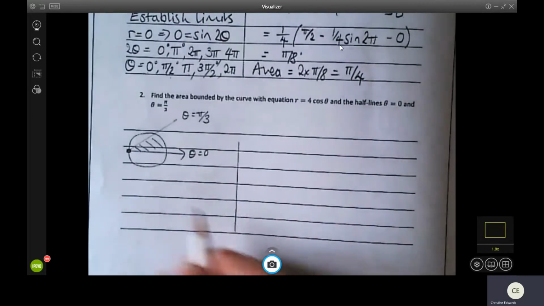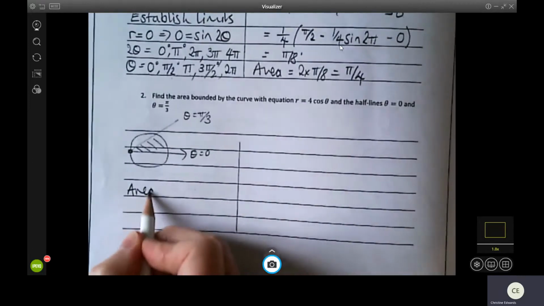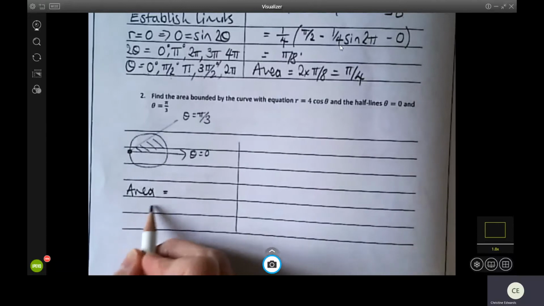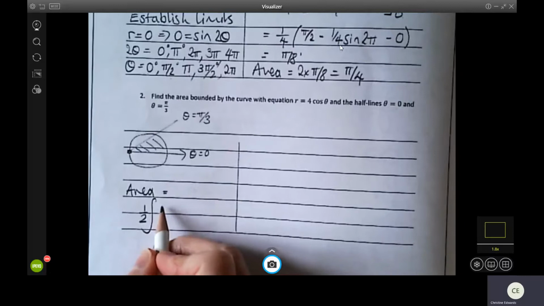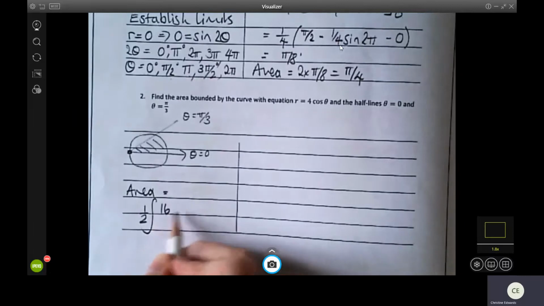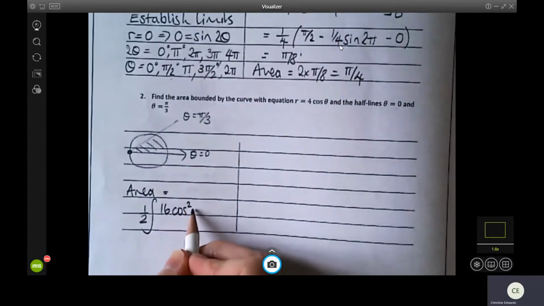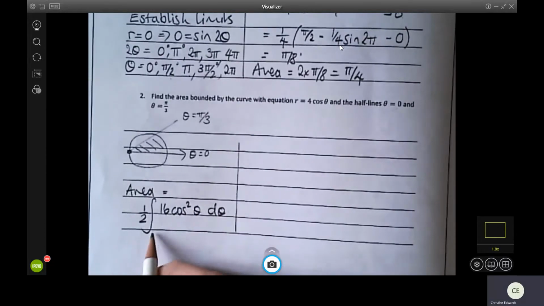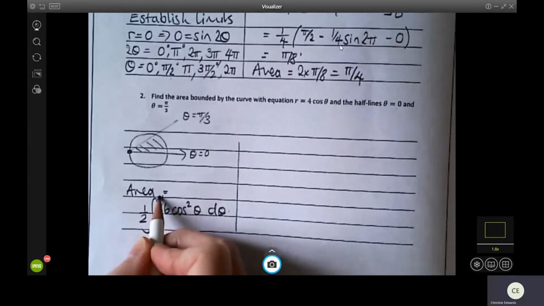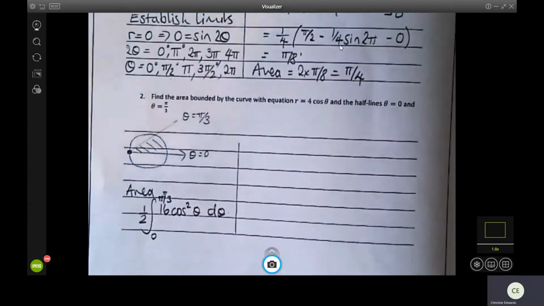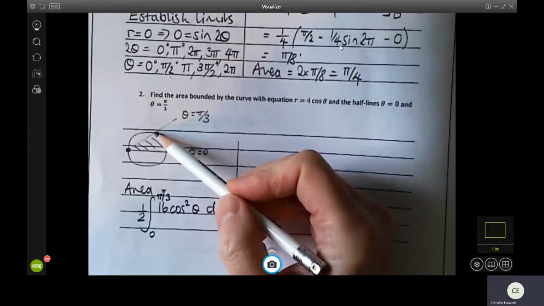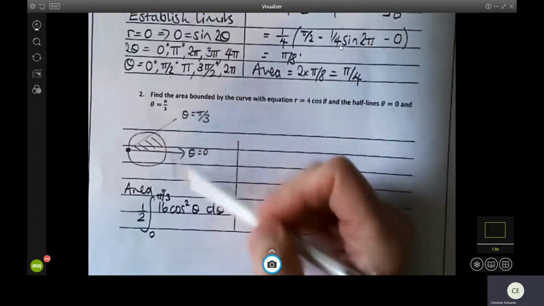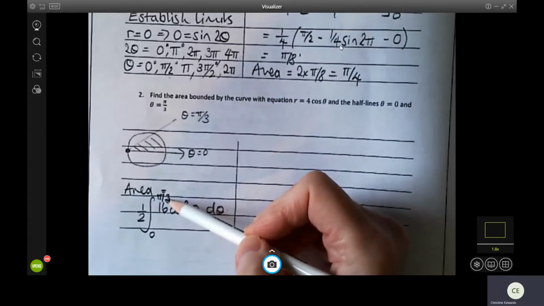So my area for this one will be a half, and it's r squared, so that's going to be 16 cos squared theta d theta, and I'm going to be using 0 and pi over 3. Really important that I have them in the order that I need to get the correct area. And I appreciate for this, they are in numerical order.